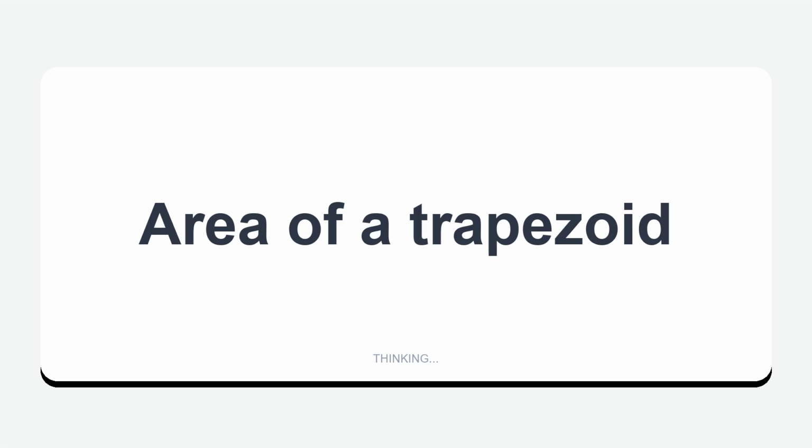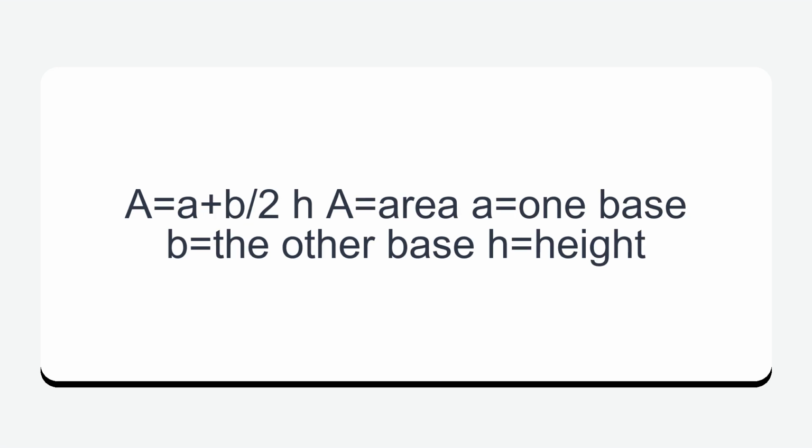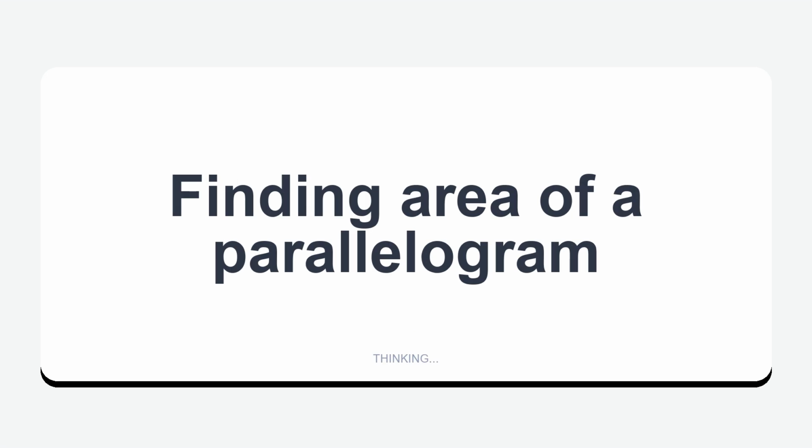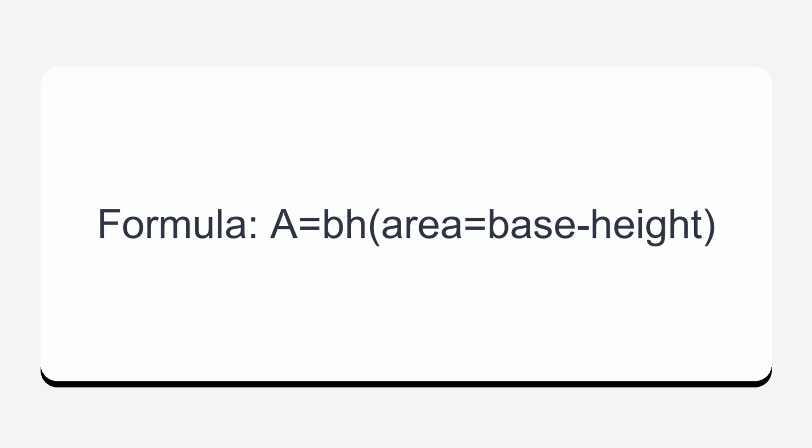Area of a trapezoid: A equals (a plus b)/2 times h. A equals area, a equals one base, b equals the other base, h equals height. Finding area of a parallelogram. Formula: A equals bh, area equals base times height.